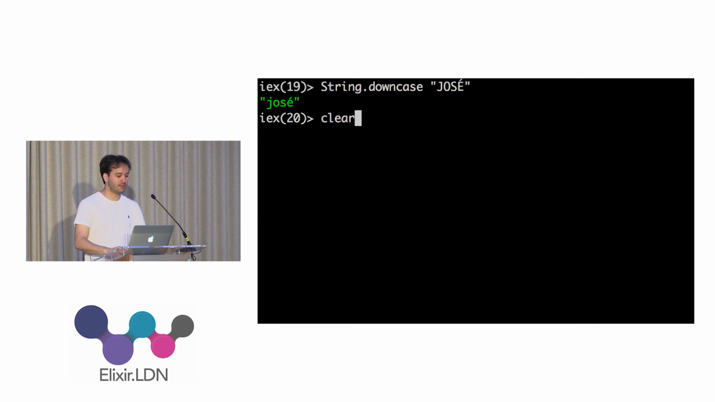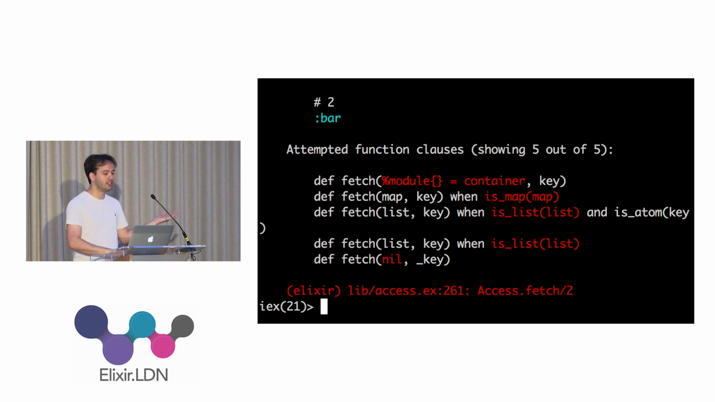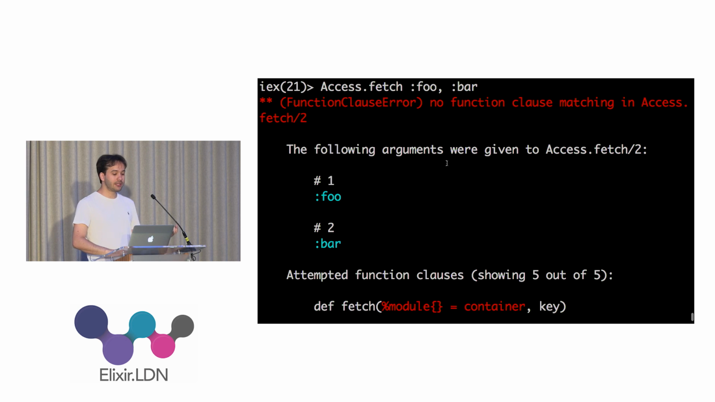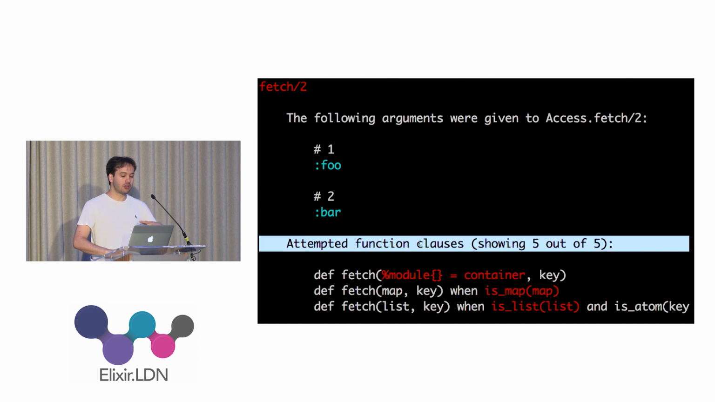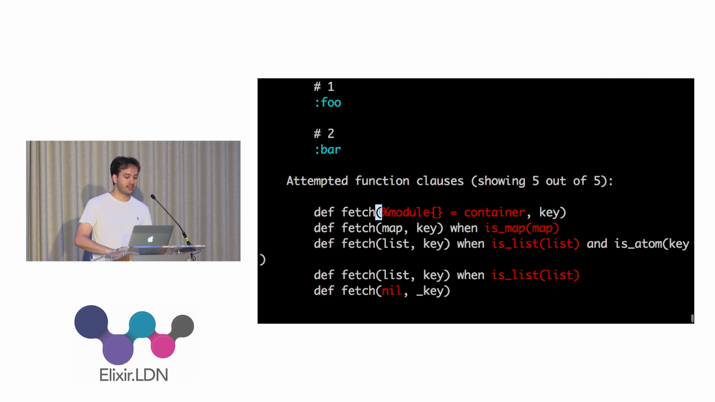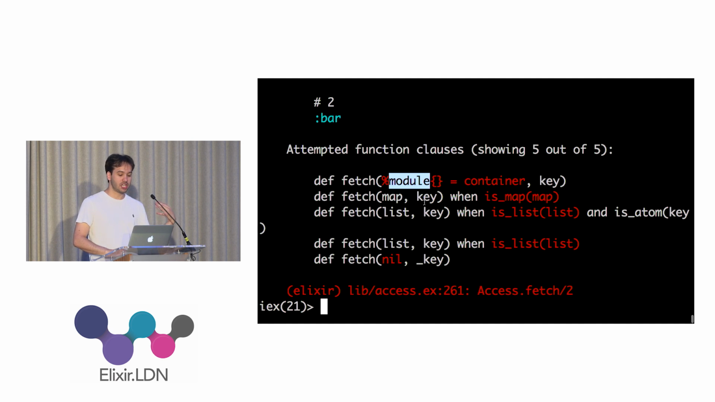So let's go back to the beginning of the talk, right? Let's tie this up. Okay, so when we do access fetch, foobar, and any other function clause error, we are going to show the arguments explicitly, and we're also going to show the function clauses that we tried to call. And every time it fails, it gets something in red.